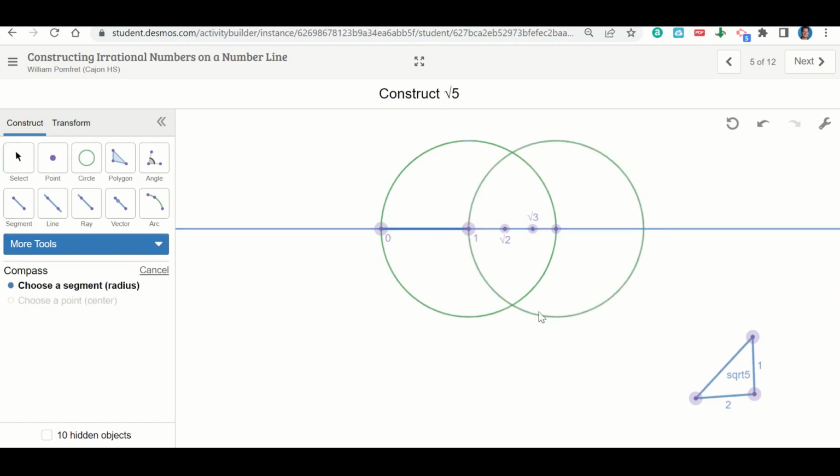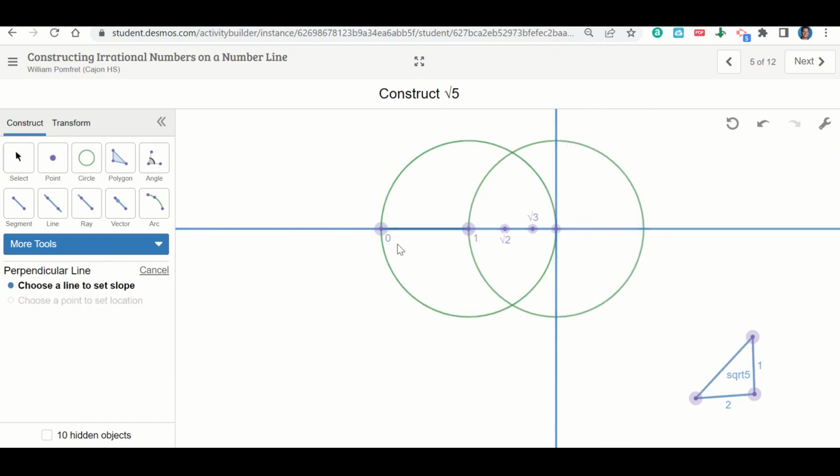So now, once I draw my perpendicular line, it should have an exact length of 1. So I'm going to go ahead and go to More Tools, Perpendicular Line. I want it to be perpendicular to the number line here. And I want it to pass through 2, right there.